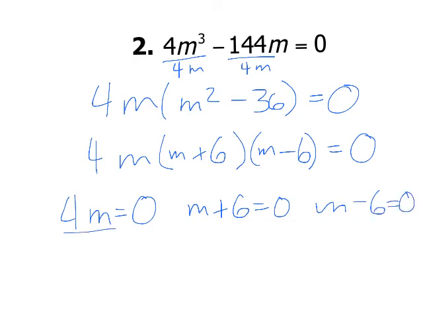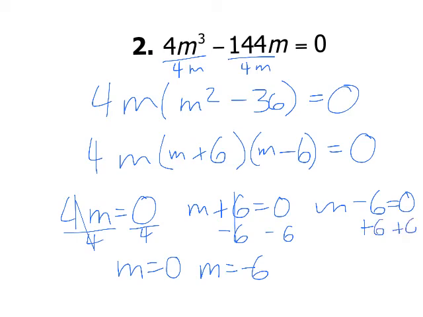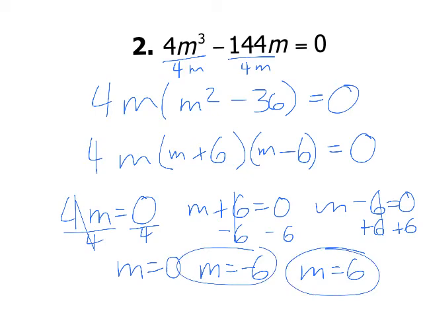So divide by 4 on both sides. 0 divided by 4 is still 0. So m equals 0. Subtract 6 from both sides. m equals negative 6. And add 6 to both sides. m equals positive 6. So there are my 3 answers.